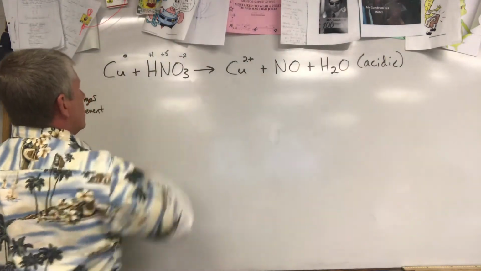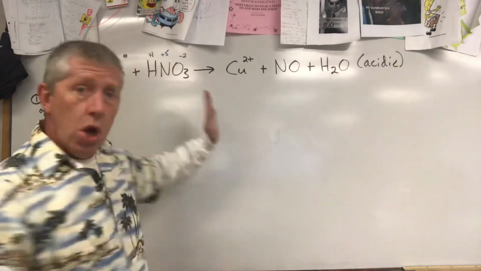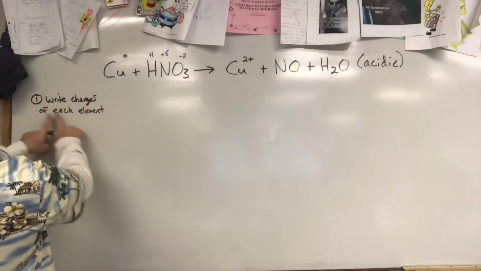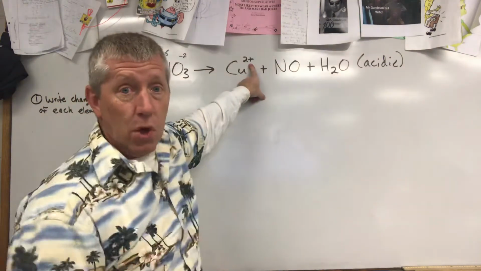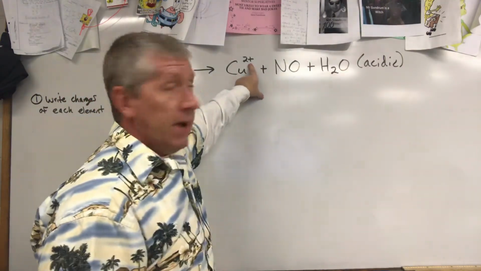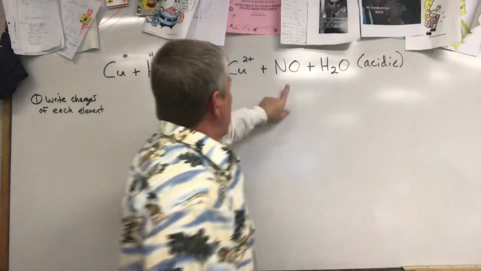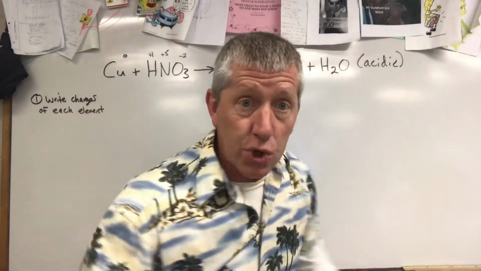Okay, we got those on the left. Write the charges of each element. Did it on the left. Let's do it on the right. This copper is already done for me. It told me right in the reaction I have a copper positive 2 charge. Okay, oxygen. Always a negative 2.